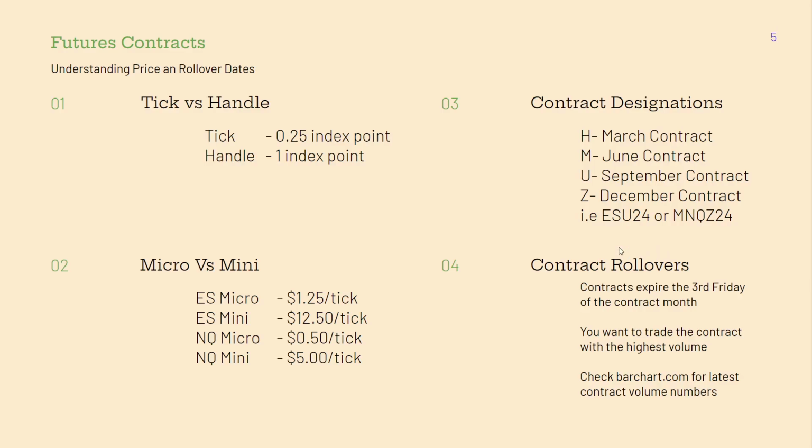Now it's important to note these contracts do roll over. They expire the 3rd Friday of that contract month. You want to ensure you're trading the contract with the highest volume, and you can easily check barchart.com to see these volume numbers. Be aware that if you are trading equities, the contract rollover occurs on the Monday.